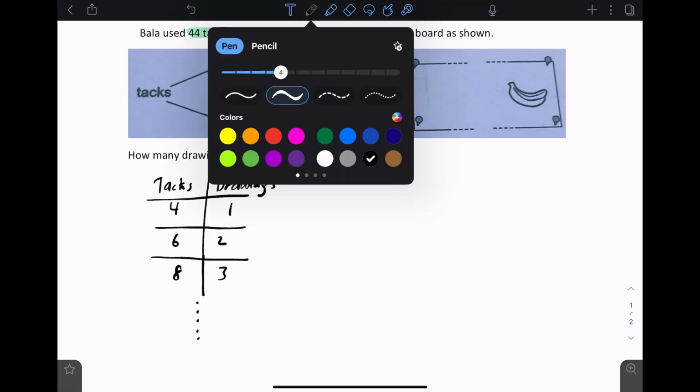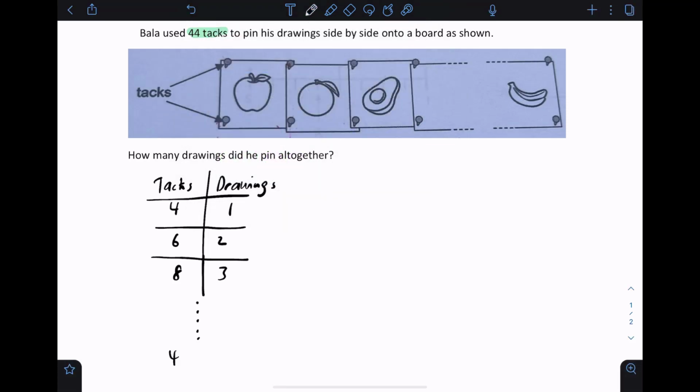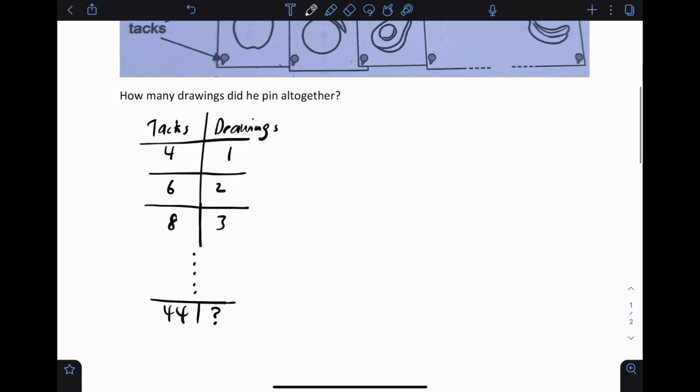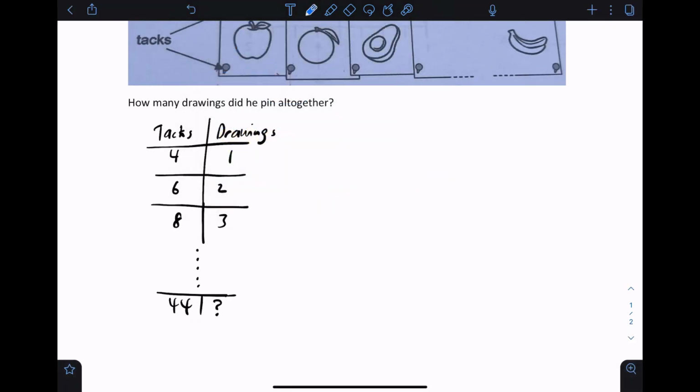Now, I want you to realize that at the end, there has to be 44 texts here, and you want to know how many drawings are there. Okay, that is the question. Alright, so what's happening here is a constant difference pattern or equal gap. As you can see, this is a +2, +2, so we expect it to be +2 everywhere.